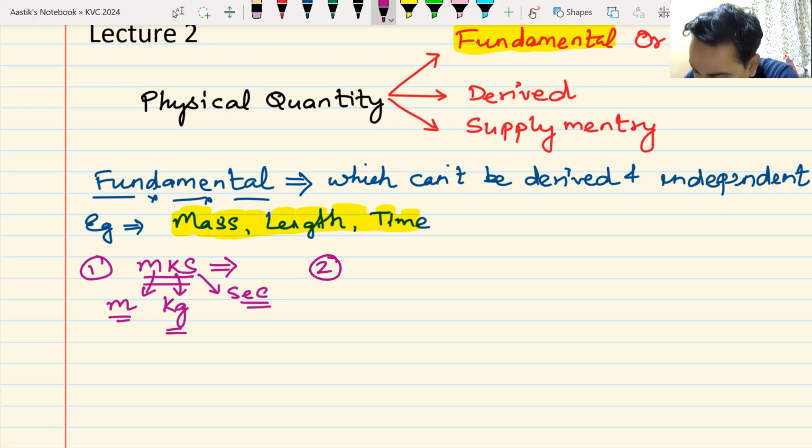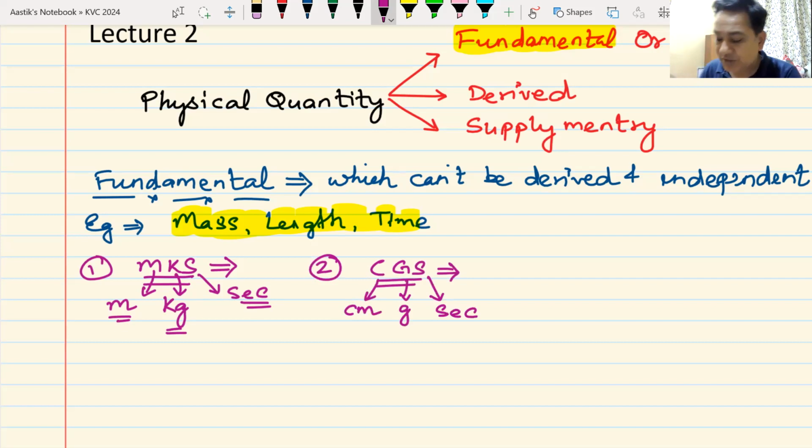Can you tell me what the other system that was used was? It was known, very correctly, as the CGS system. Now you can tell me what the units used in this system were: centimeter for length, gram for mass, and second for time. Three were good enough to describe all the phenomena that could be seen.